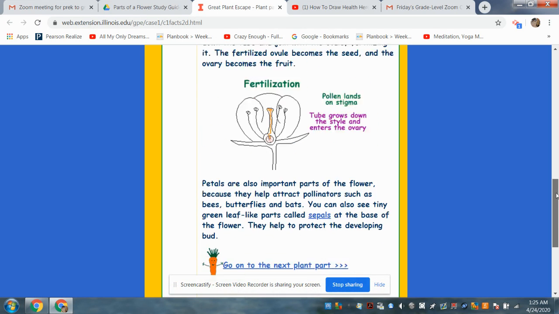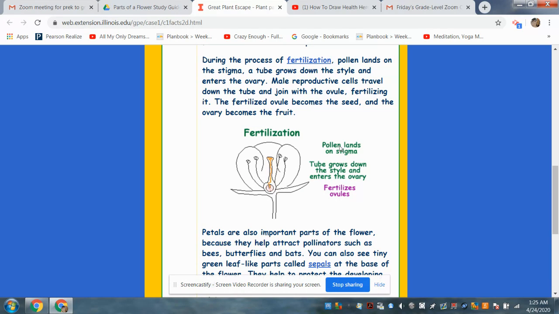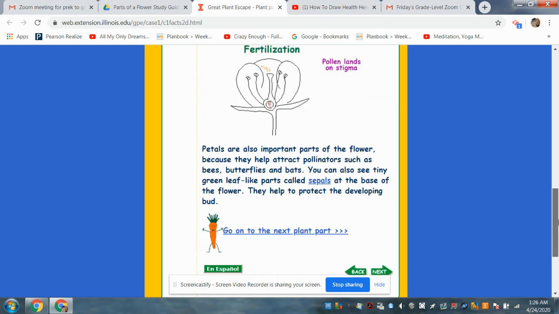So I just wanted to go over this a little bit more. So the pollen lands on the stigma, the tube grows down the style and enters the ovary, fertilizes the ovules, and ovary swells as seeds ripen.